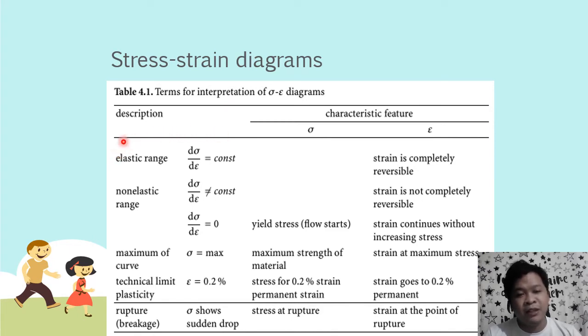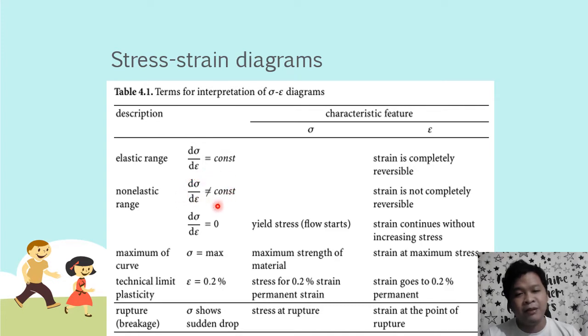Dun sa first part sa elastic range, again, the ratio between the change in stress over the change in strain is constant, and in this area, strain is completely reversible. So the object would jump back to its original shape upon removal of that stress.